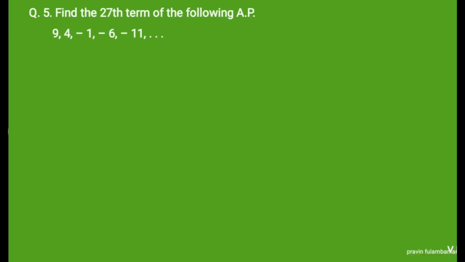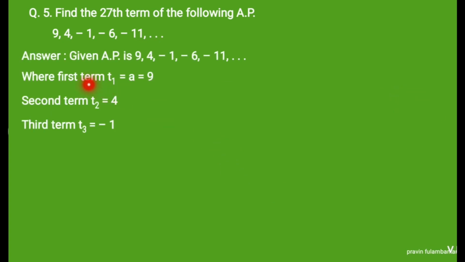Now see next question. Question number 5. Find the 20th term of the following arithmetic progression. The terms are 9, 4, minus 1, minus 6, minus 11. We have to find the 27th term. So first we write the given terms.